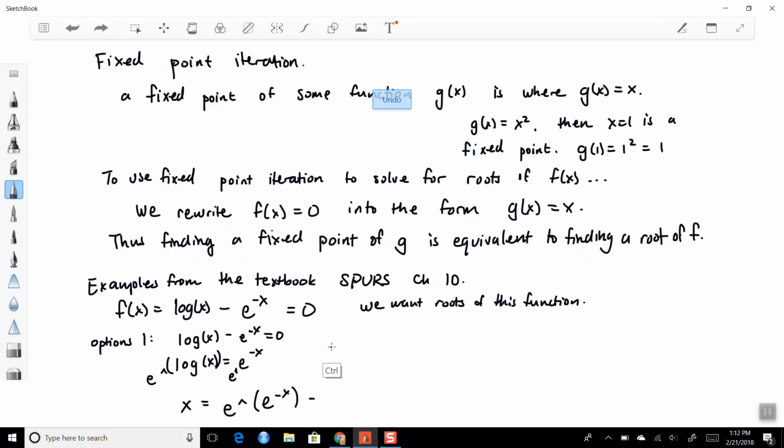Here, let me actually write this. So we'll say let g of x be exp of exp of negative x, okay? And then solve for g of x equal to x. Done. Then you will have roots of f of x. So that's one option, okay? The other options are even easier.